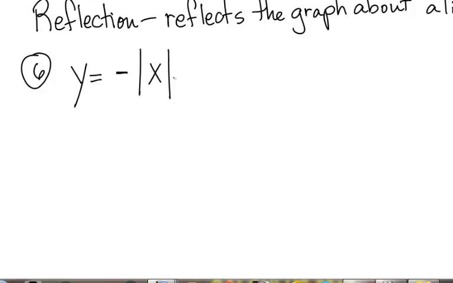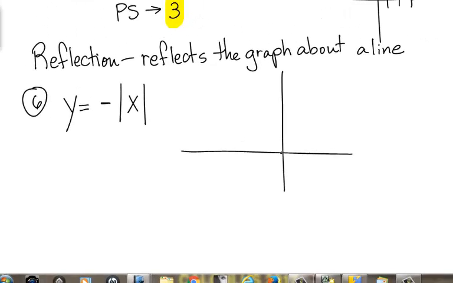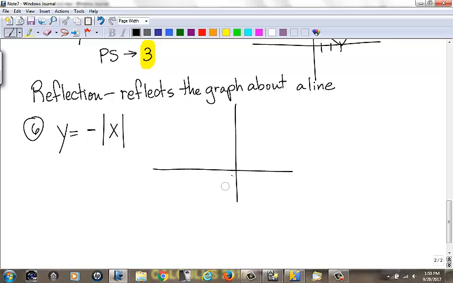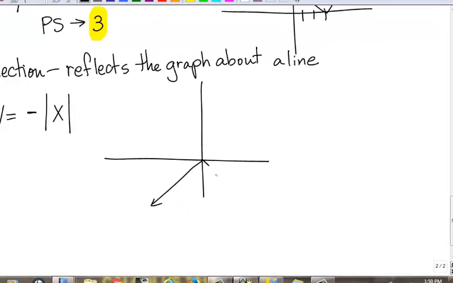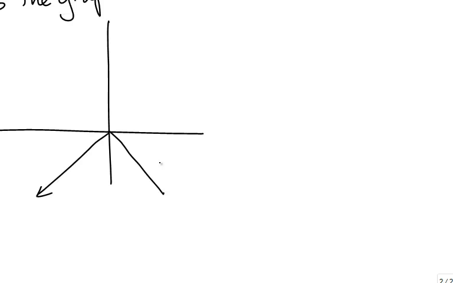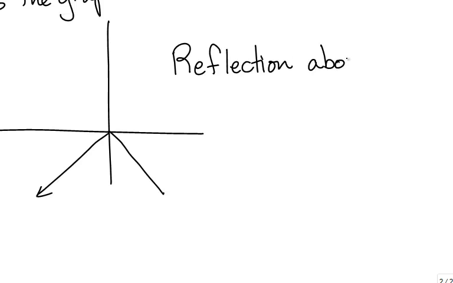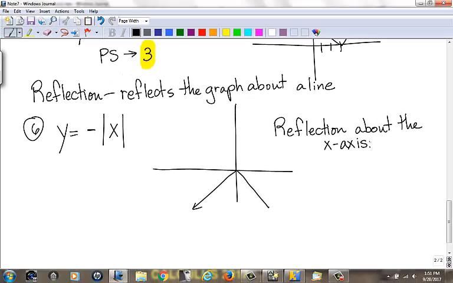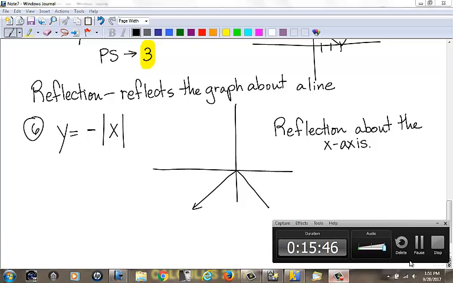Okay, it reflected that graph. So let's graph it first. This one is actually going to take that graph and put it down here. It's a reflection. It folds that graph over the x-axis. So this one is a reflection about the x-axis. You put that negative sign in front, it reflects the whole graph about the x-axis.